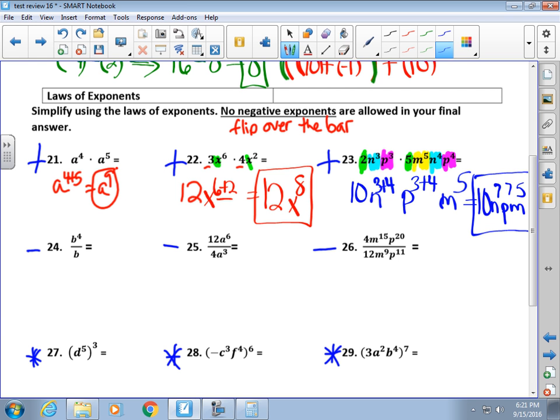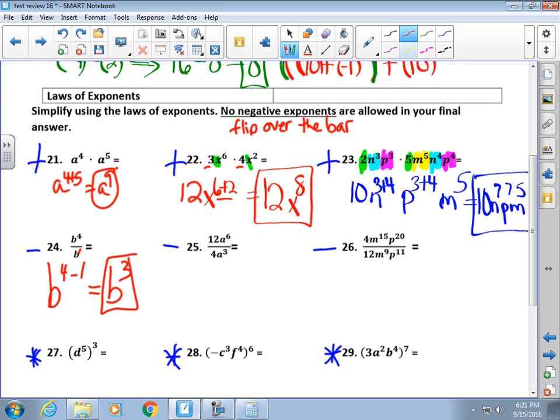Number 24. The exponent rule says if I have the same base, I can subtract the exponents. So I have b, 4 minus, whenever you don't see a number, that's a 1. Sorry for the loud noise. So b, 4 minus 1 equals b to the 3rd power. All right?